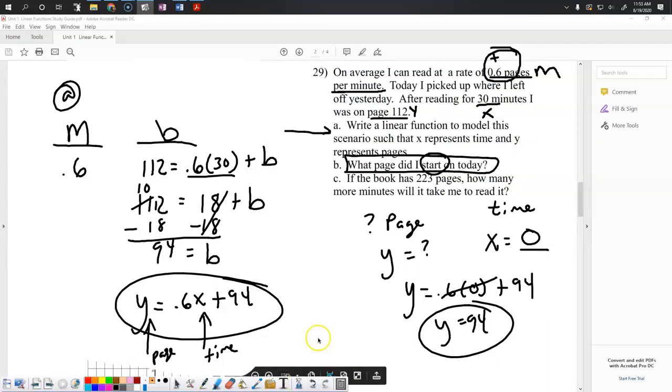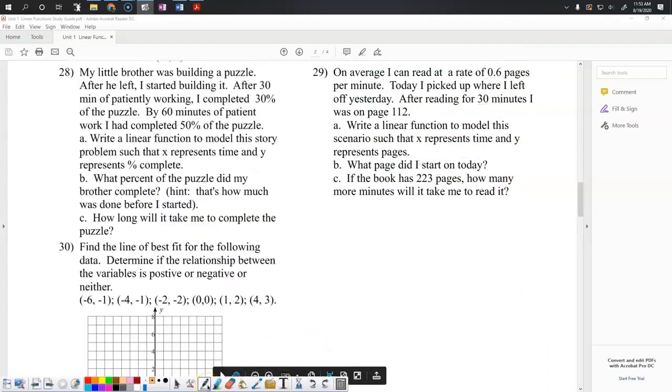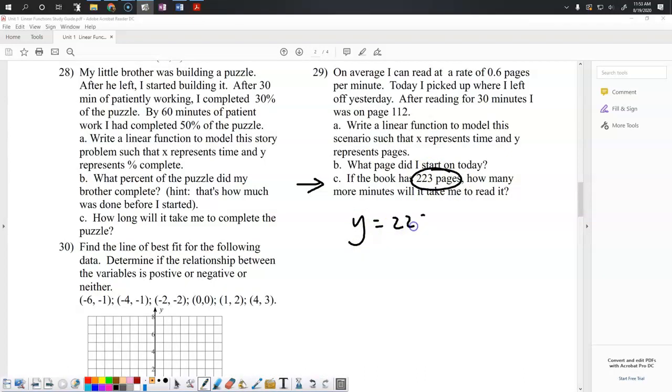Okay, so let's go ahead and take a look at the next question. For the next question, it says, part C, if the book has 223 pages, so they're telling me that y equals 223, how many more minutes will it take me to read it? That's an interesting question. Well, let's do it this way. In other words, they want to know how long it's going to take for me to get to page 223. So what's x? I want to get to page 223. How long will that take?